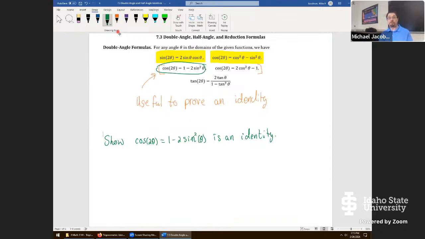Which means it would be true for every single value of theta, because the domain on theta is all real numbers on this one. Any questions, folks, before we give this one an attempt?